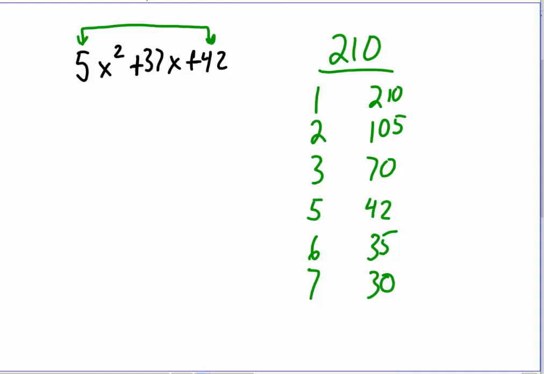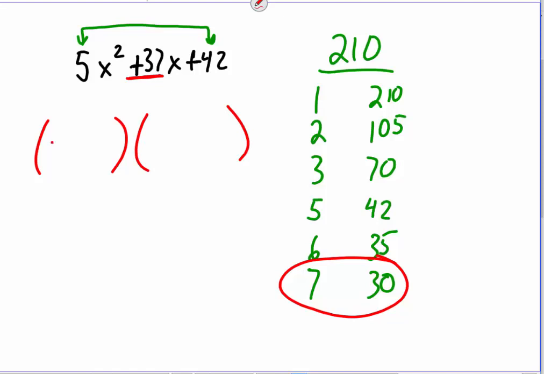Now, we can look at our little cheat sheet. It says positive, positive. Both numbers are going to be positive. We're looking to try to make it add to a positive 37. Well, this one should be pretty easy. There it is right there. So I'm going to do just like I did before. And I'm going to go x plus 7, x plus 30.